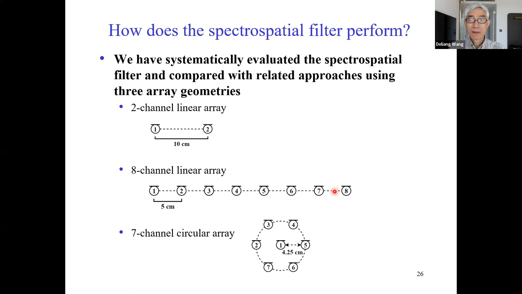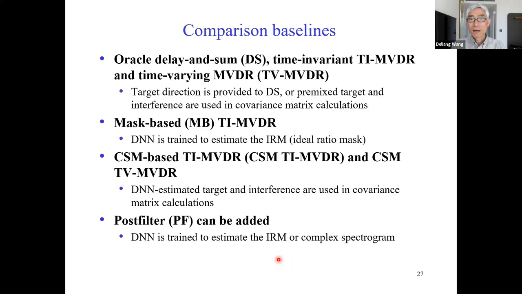And how does such a simple approach perform compared to more sophisticated combinations of beamforming and deep learning? We have systematically evaluated on several array configurations, the simplest one being a 2-channel linear array, then an 8-channel linear array, and a 7-channel circular array, which resembles the array layout of the Amazon Echo. In these extensive evaluations, we compare with not only traditional beamforming techniques, but also mask-based beamforming, as well as complex spectral mapping-based beamforming.